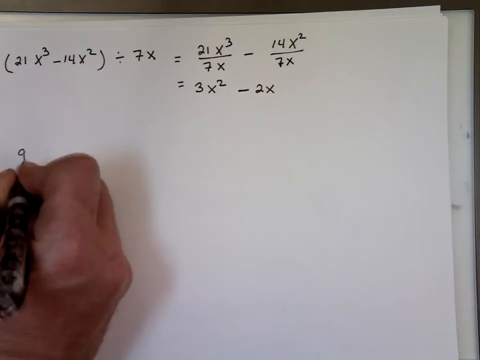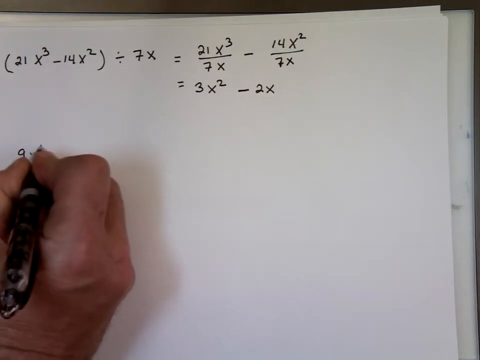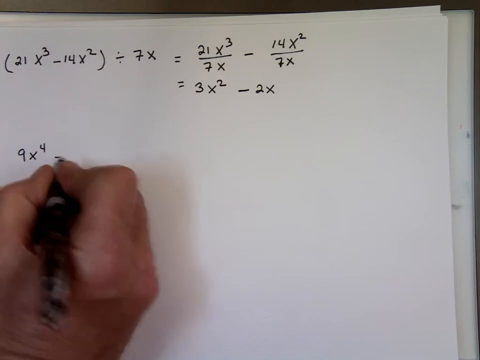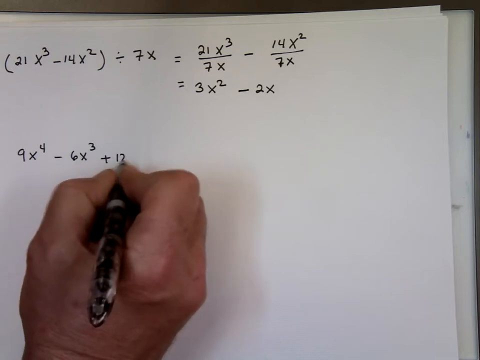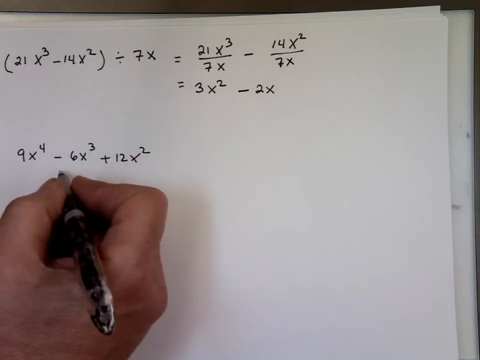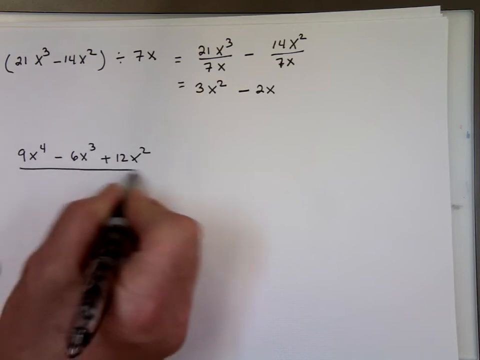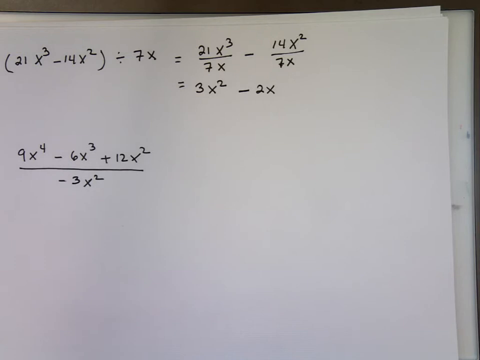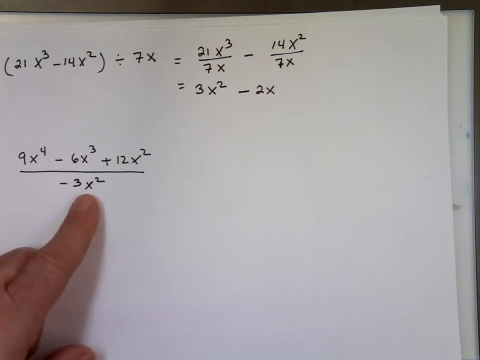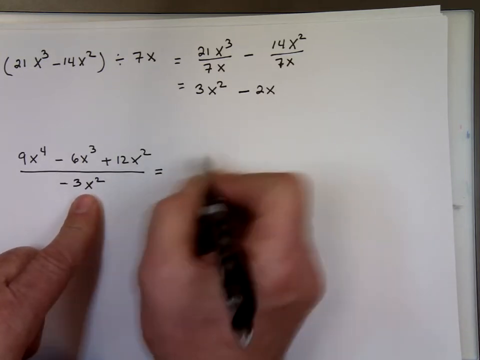Make it even bigger. 9x to the fourth minus 6x cubed plus 12x squared, divided by negative 3x squared. I don't care how many terms we have on the top, as long as you only got one term in the bottom, you can break it down.